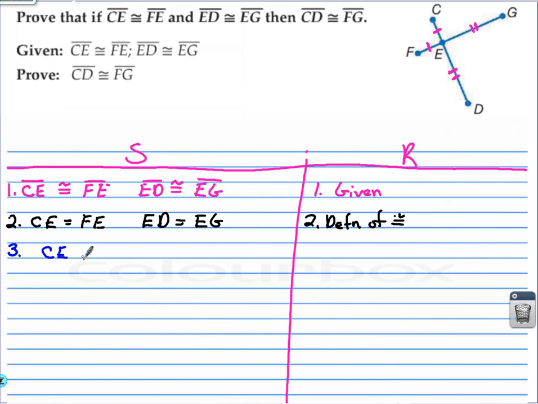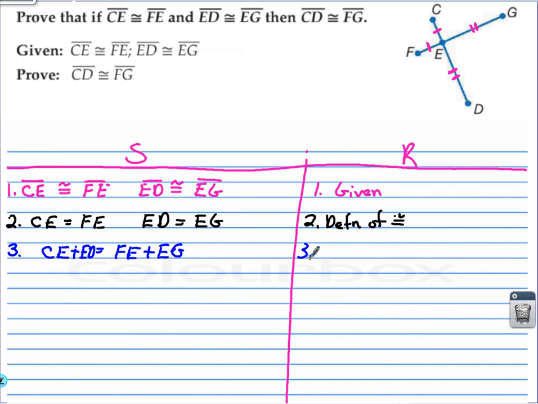CE, let's try that again. CE is equal to FE. So what about CE plus ED? It would be equal to FE plus EG. What in the world did I do there? CE plus ED is equal to FE plus EG. Why can I say that?